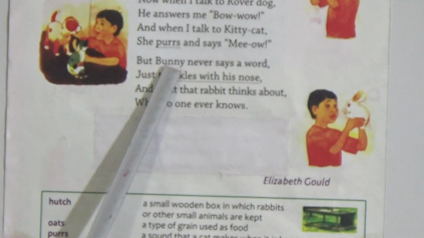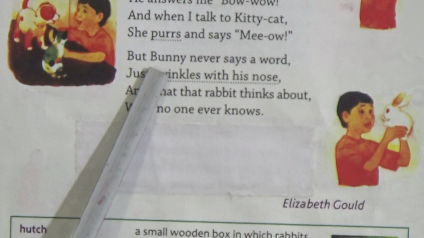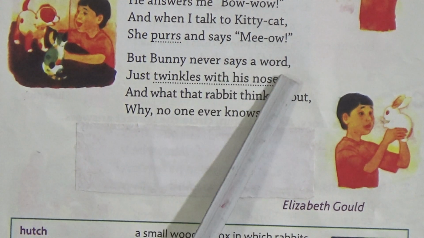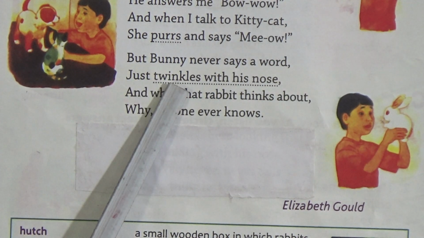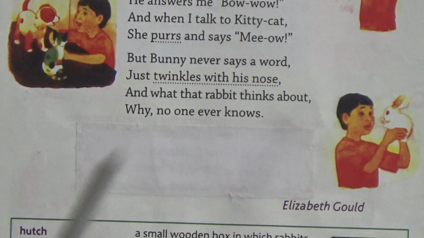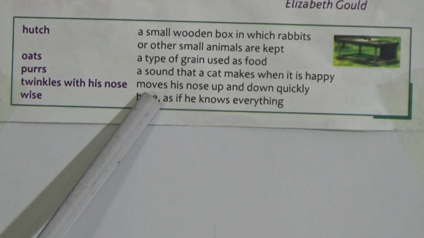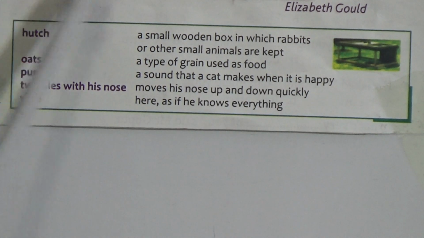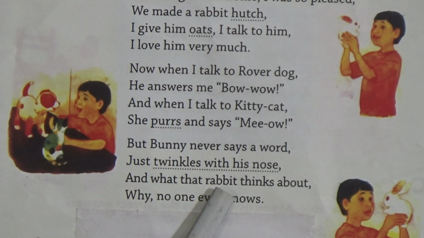Look here, B-U-N-N-Y, Bernie means the rabbit. But Bernie never says a word, just twinkles with his nose. Look at the word meaning: twinkles with his nose means moves his nose up and down quickly. Just twinkles with his nose, and what that rabbit thinks about, why, no one ever knows.